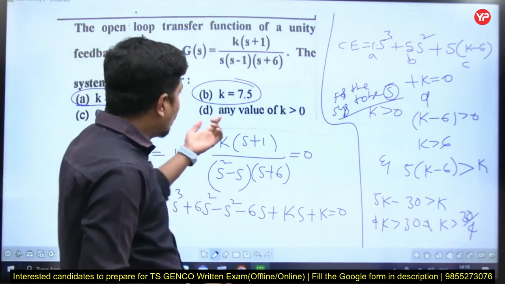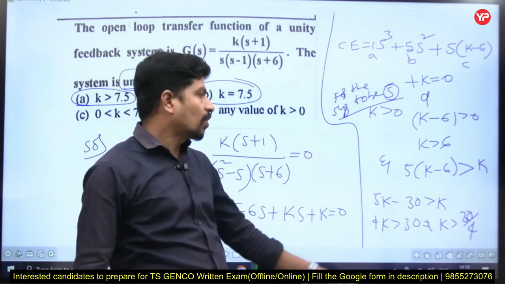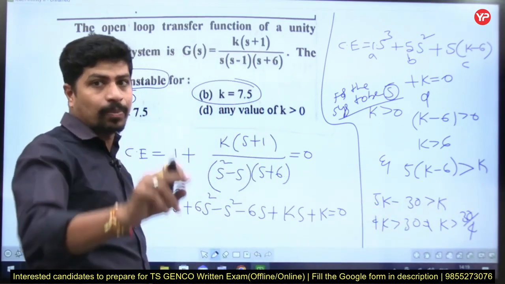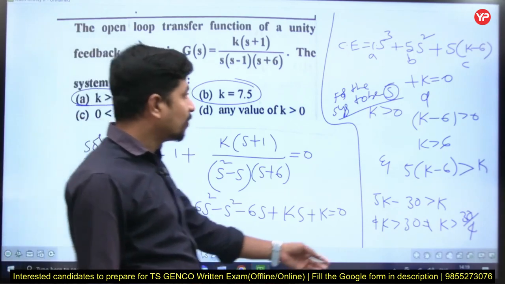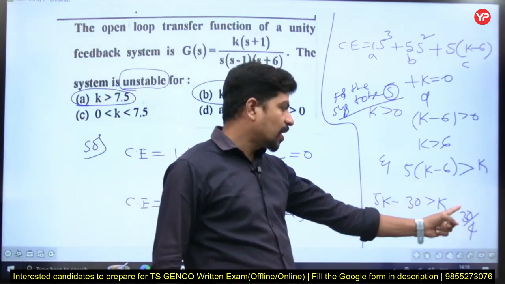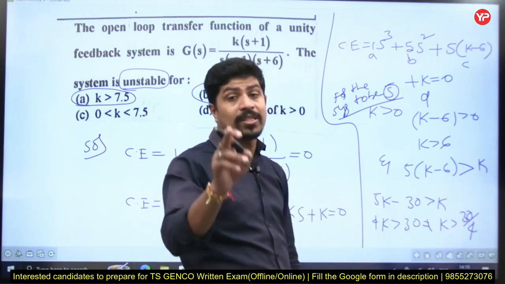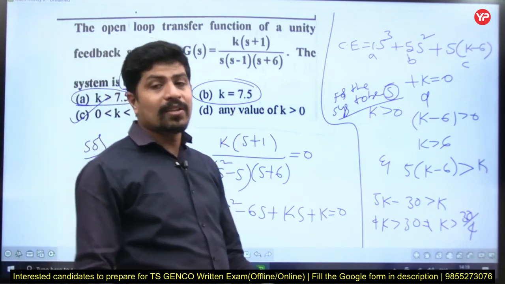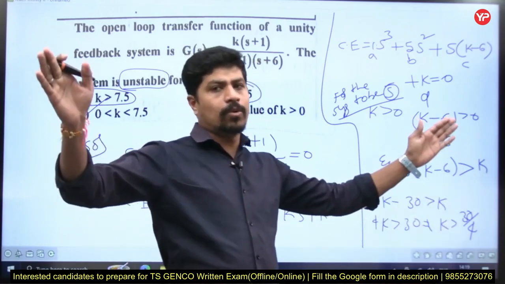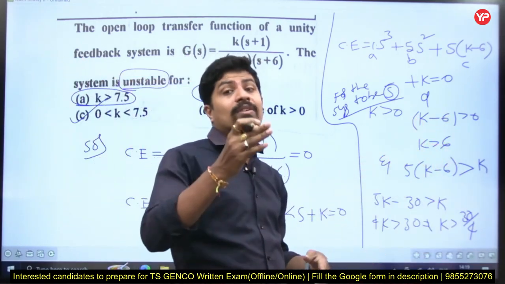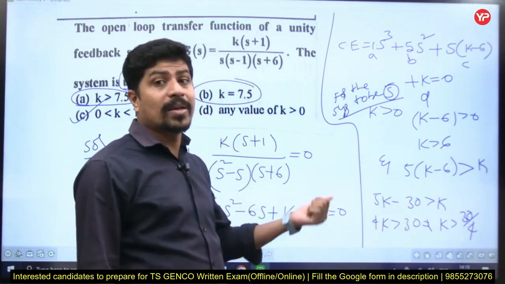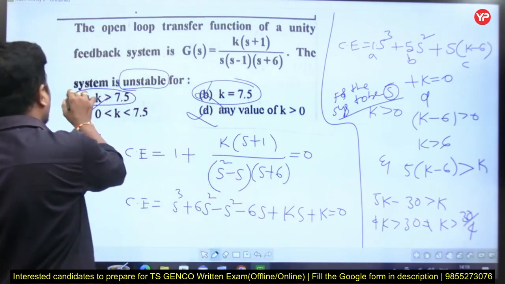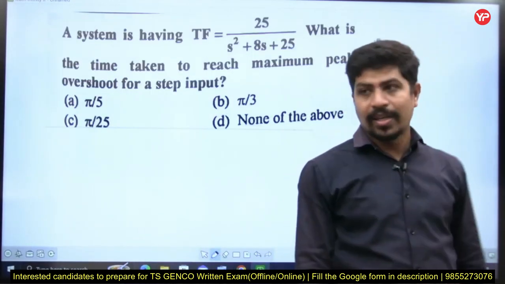It is unstable up to some region. It is stable for all K greater than 7.5, but for K less than 7.5 it is unstable. This is the main condition: K must be greater than 7.5. For any value K less than 7.5, the system is unstable. Therefore the option is C. But for any value K greater than 0, from 0 to infinity, it is unstable only up to 7.5. After 7.5 it is stable, and I want my system to be unstable. That is up to 7.5 only. Therefore option D is also wrong. So the option is C. Let's go to the next question.